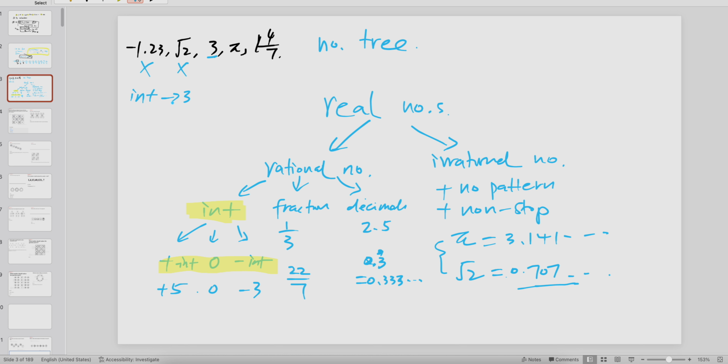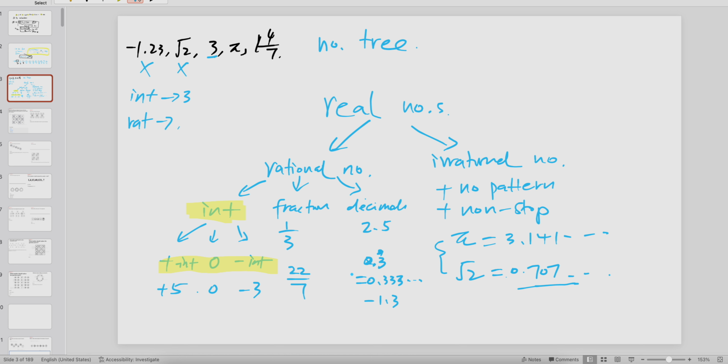Next one, rational number. So rational number can be integer, right? Yes. Good. So first, ask yourself, minus 1.23 should be decimal number. Right? Why? Because it stops. Non-stop would be irrational. No. But it stops, so therefore you can write minus 1.23 also under decimal number.